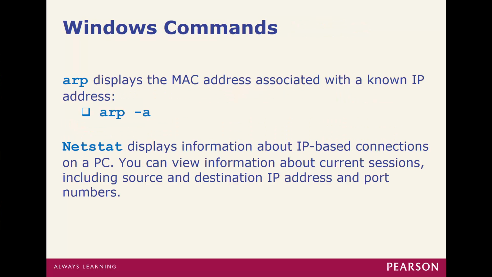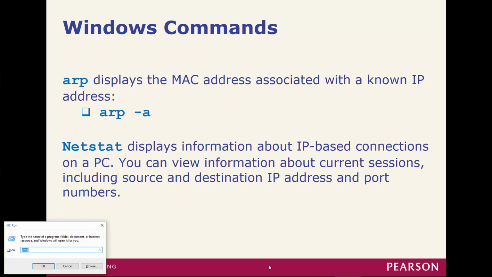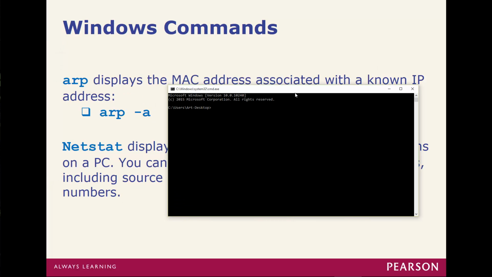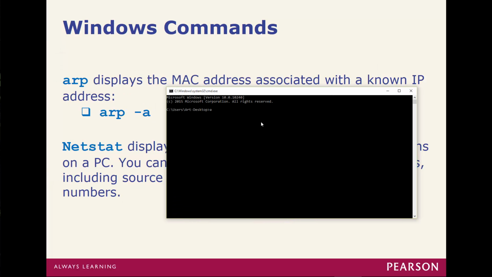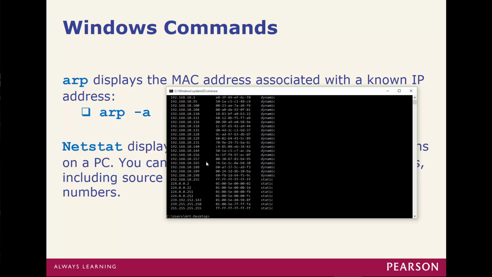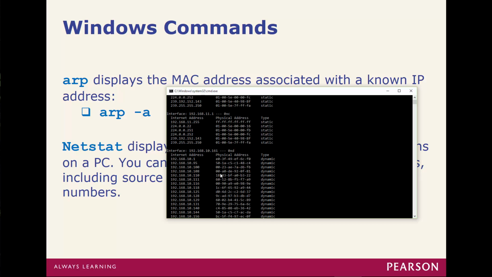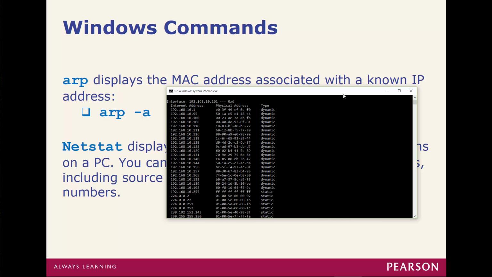So for example, in Windows, if we want to look at a MAC address and a known IP address, in the command prompt, we can type arp. So let's go ahead and open up a command prompt. So run and type cmd, and let's go ahead and type arp -a. And it's going to show you all of the MAC addresses, all of the IP addresses that are on my network.